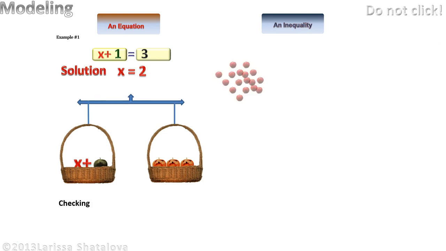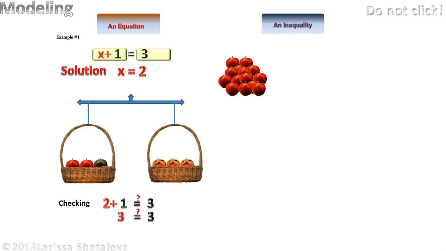Now checking. If we replace x by 2 apples, our baskets are in balance, or we can do this algebraically, replacing x by 2, and then 2 + 1. Is it 3? Yes. So this is one solution. We can say x = 2 is a solution. It's only one solution for an equation.